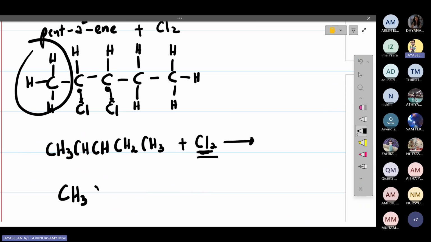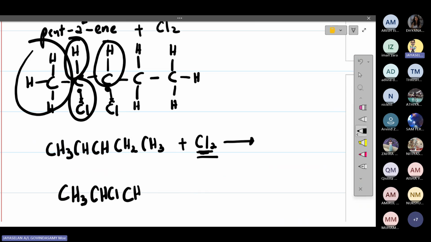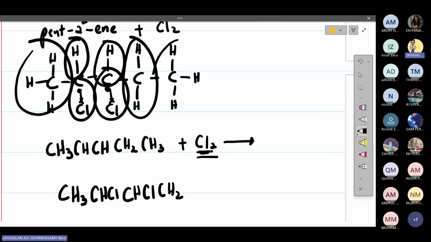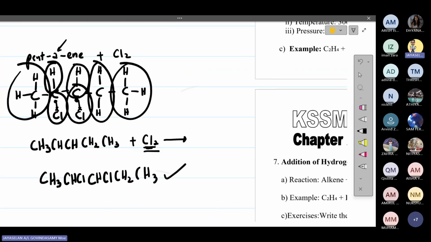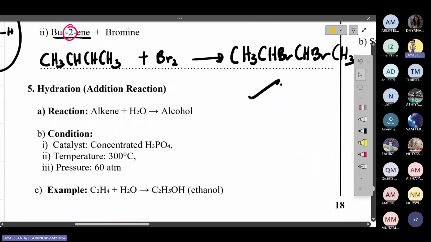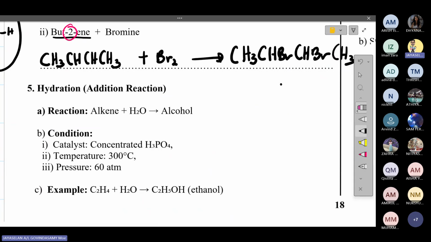So now you do the molecular formula of CH3. So do this. Then CH, do this. Then put Cl, put this. Then CH, put here. Then Cl, put here. This one CH2, this is called CH3. Must do like this. Any question? I hope you all understand. Okay, we go for the next one. This is very easy. Hydration. Hydration, very important. With hydration, you turn the next homologous series from alkene to alcohol.